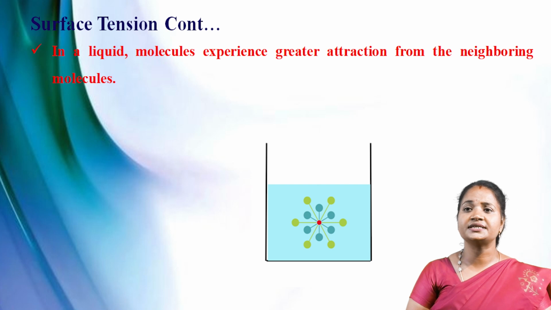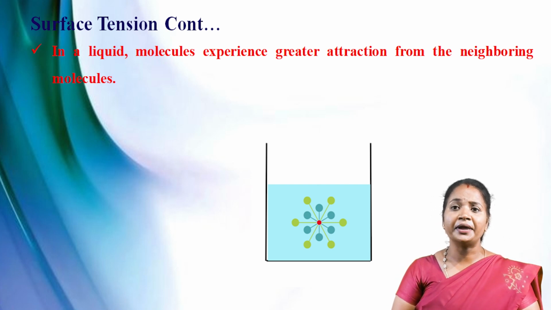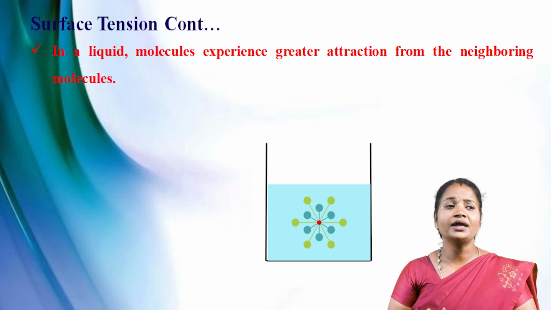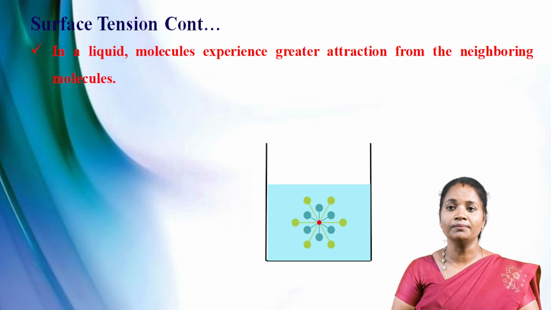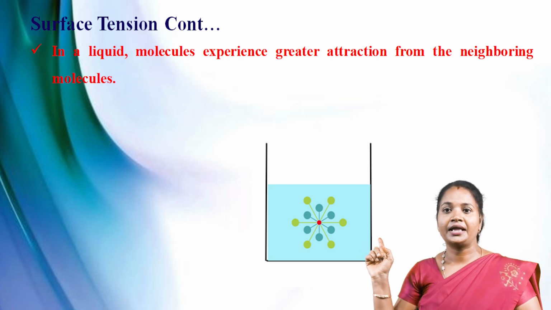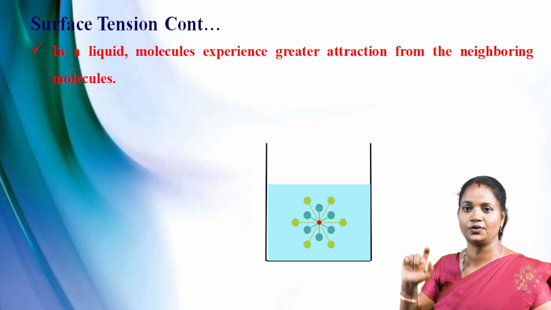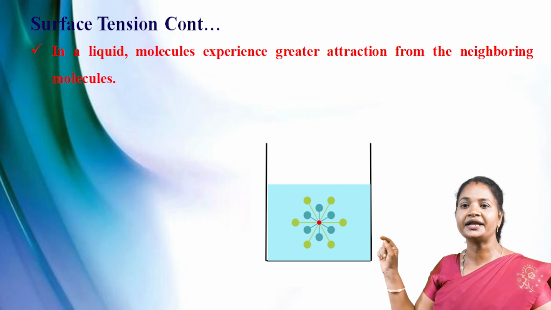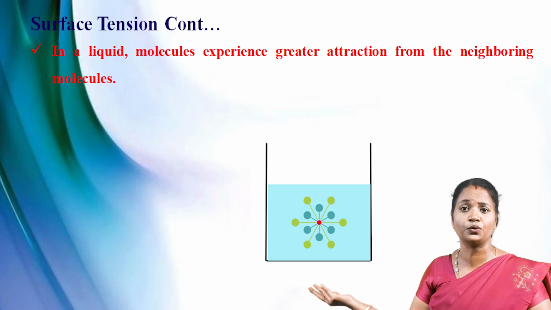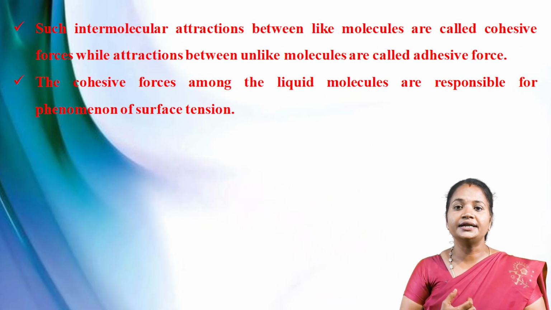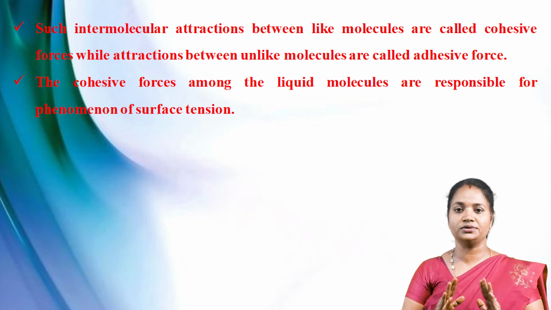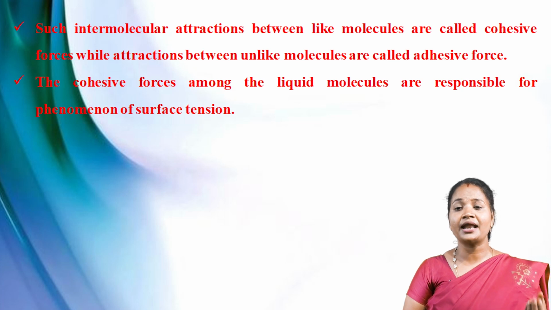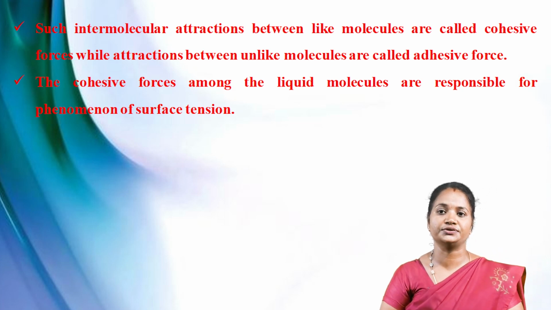In the surface tension of a liquid, molecules experience greater attraction from the neighboring molecules. Say we have an example: in the pot there is a molecule, we consider it molecule B, and the molecule on the surface we consider S. Molecule B experiences greater attraction from the neighboring molecules. Such intermolecular attraction between like molecules, the same molecules, is called the cohesive force, while attractions between unlike molecules are called adhesive forces.